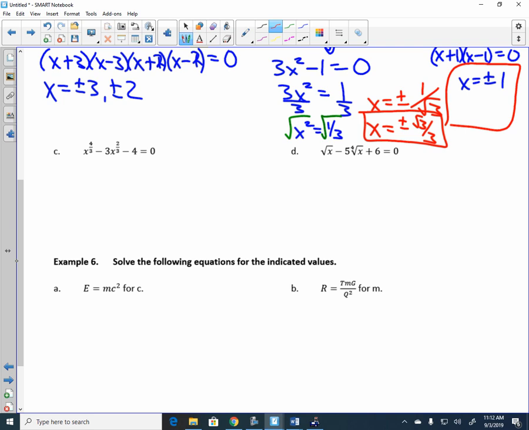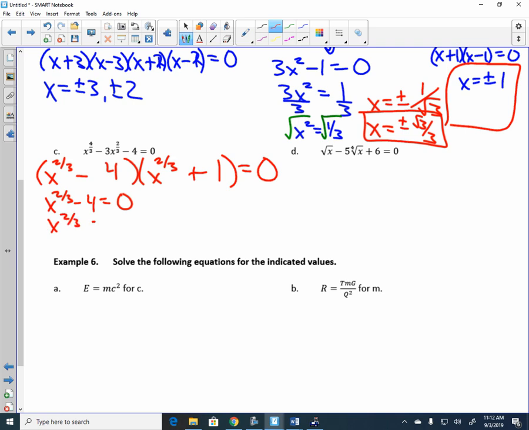What's different about the next one? Does that make you angry? Okay. No way to get rid of the fractions, but it does go x to the 2/3 times x to the 2/3. Good. Minus 4 plus 1. Now when you get x to the 2/3 minus 4 is equal to 0, you know you add the 4 and get x to the 2/3 is equal to 4.